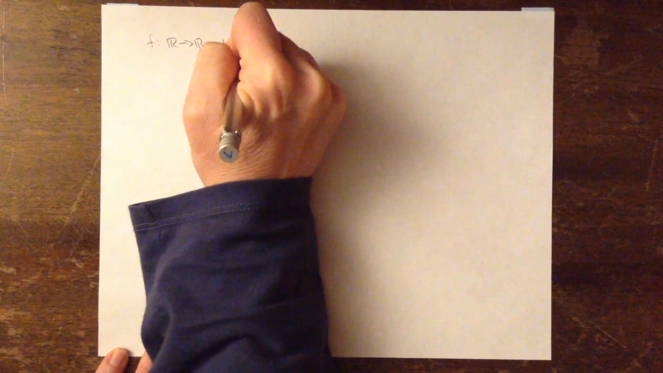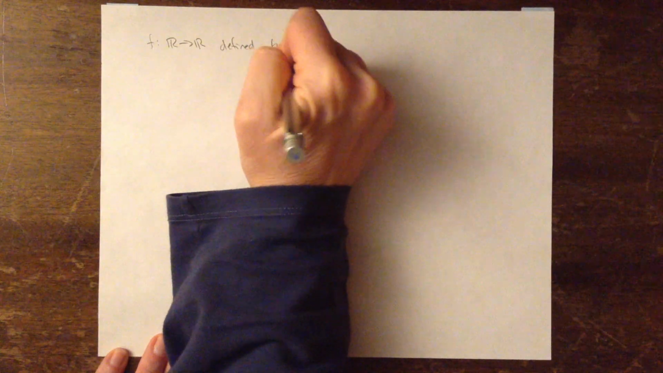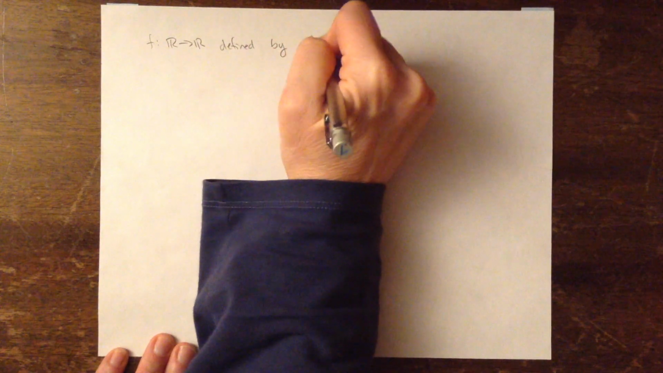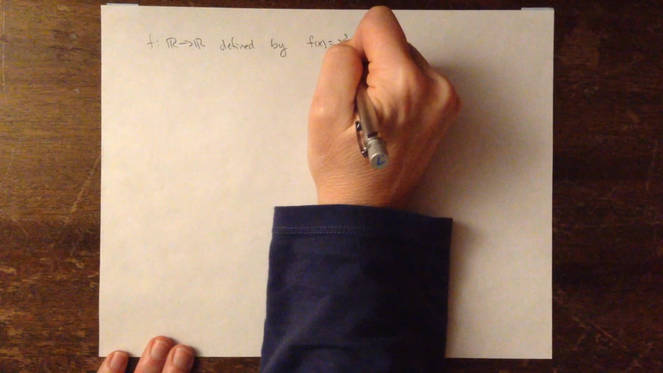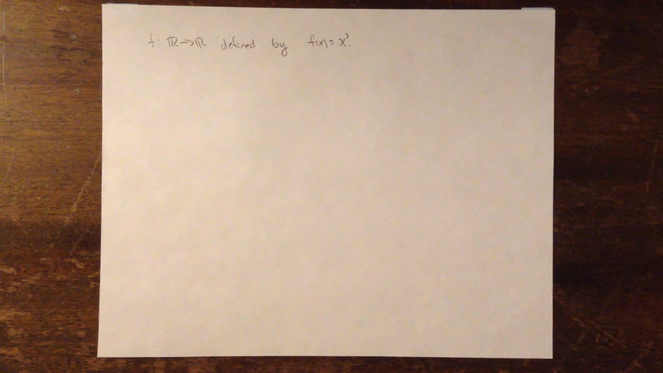So we'd like to do an example of a proof that a function is surjective. So let's look at a function, a comfortable function. So f from the reals to the reals defined by f of x equals x cubed. So this function is surjective.